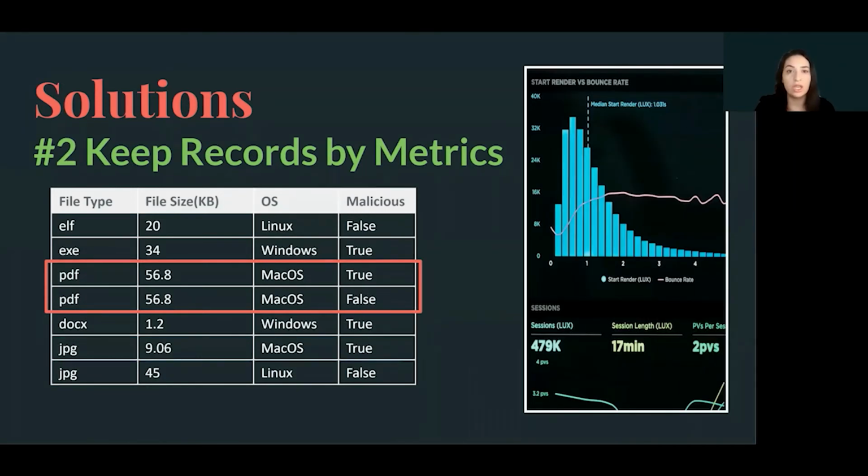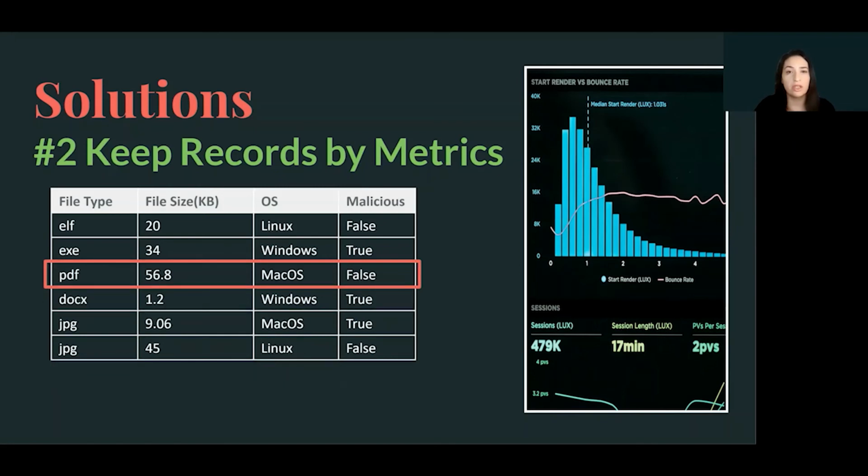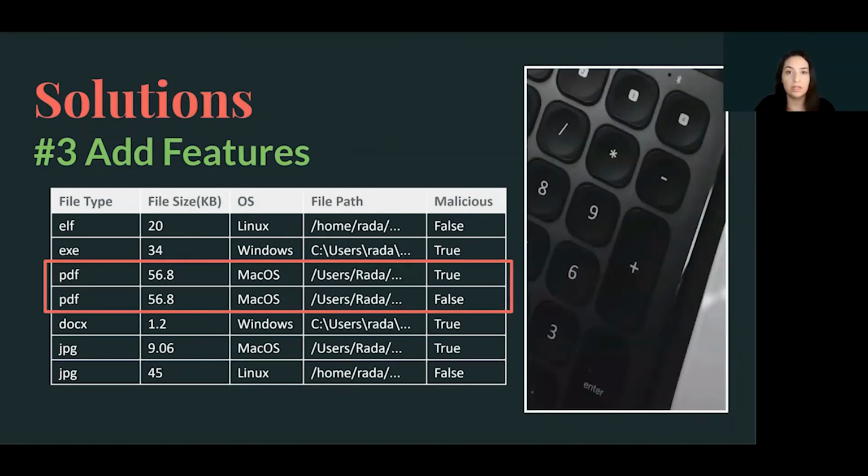The second solution is keeping only the records that influence the metric that is most important to us, and removing the other records. For example, in cybersecurity, we want to catch as many malicious files as we can, meaning we care about our true positive rate. However, the most painful is the false positive rate. We want to keep it as low as possible. So in this case, we will discard the records that are labeled as malicious and keep those that are labeled as benign.